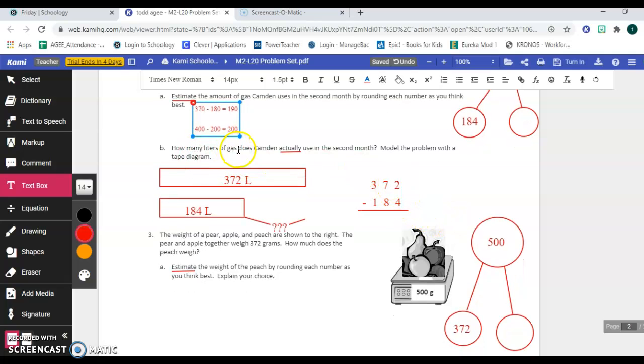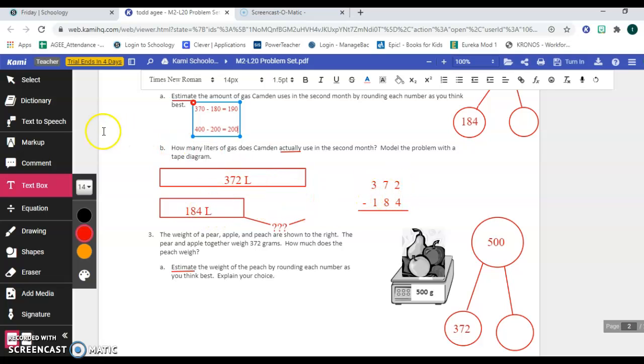So I've set up the problem here. How many liters of gas does Camden actually use in the second month? Model the problem with the tape diagram. So here's a tape diagram. I start with the total. I put the part that we know, which is over half. I know that it's over half. 18 and 18 makes 36, so 180 and 180 would be 360. So I can see that this is just slightly over half.